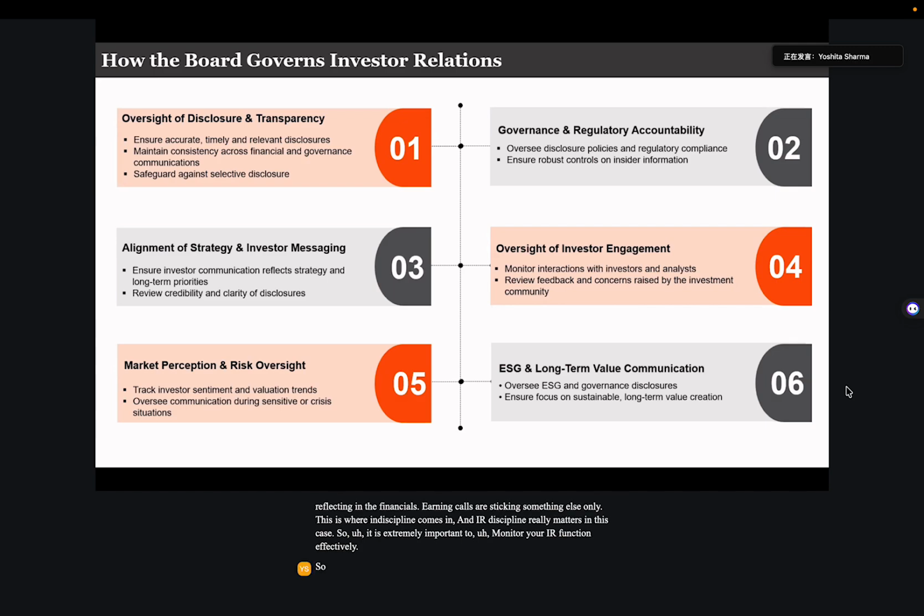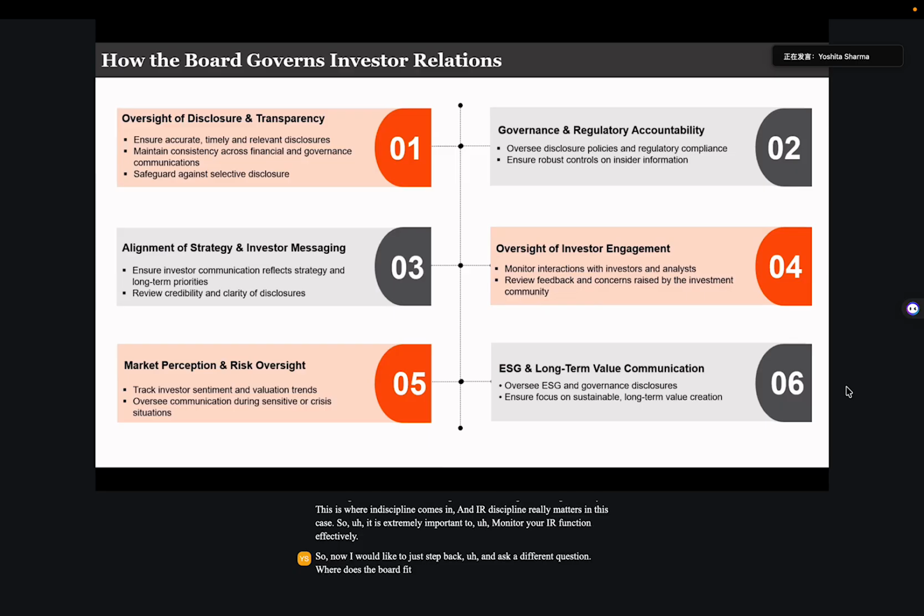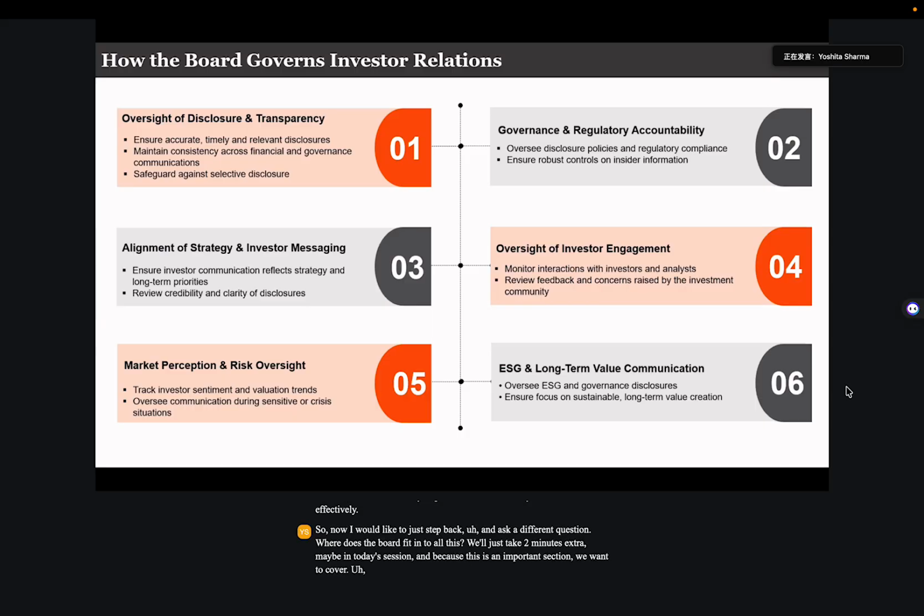So now I would like to just step back and ask a different question. Where does the board fit in to all this? We'll just take 2 minutes extra maybe in today's session. Because this is an important section, we want to cover how the board will fit in, because they don't communicate daily with the investors. But at the end of the day, they are the ones that are governing everything that goes out.